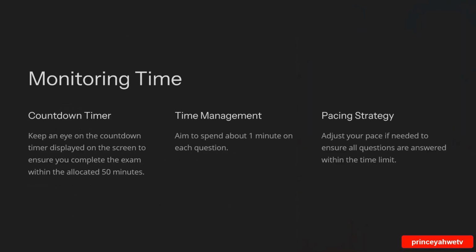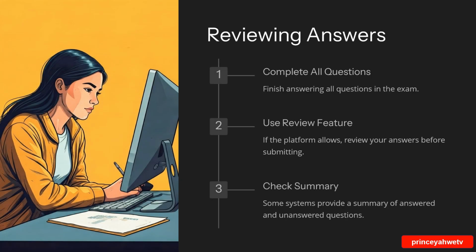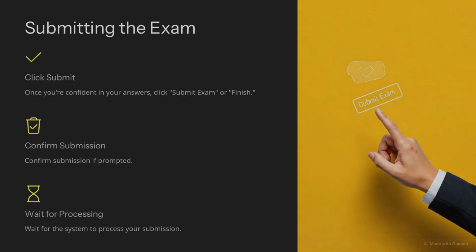Example of required details. Login information: username, password, exam link. Time allocation: 50 questions in 50 minutes, 1 minute per question. Navigation: review or submit after answering all questions. Submission: automated grading upon submission. Results: immediate or delayed, showing a percentage score and correct/incorrect answers.